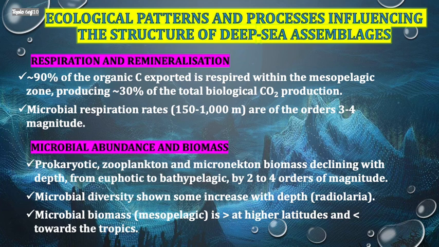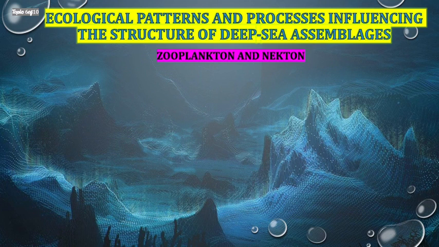And finally, the microbial biomass is greater in higher latitudes and decreases towards the tropical regions. Okay, so that means the microbial biomass around the mesopelagic zone is higher in temperate regions in comparison with tropical regions, where the sea surface temperature is hotter.